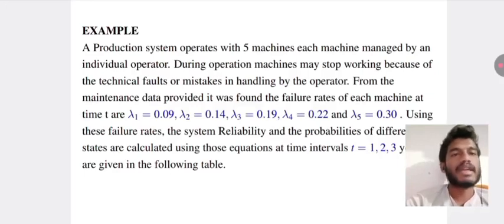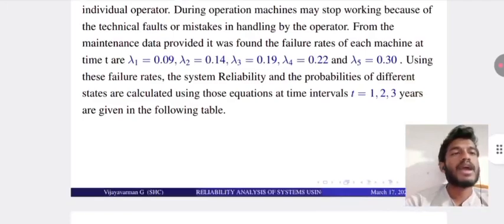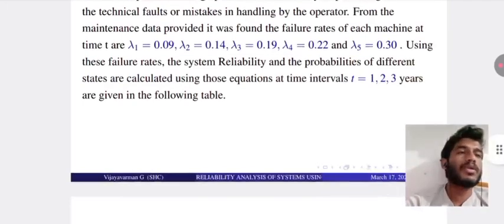From the maintenance data provided, lambda 1 is equal to 0.09, lambda 2 is equal to 0.14, lambda 3 is equal to 0.19, lambda 4 is equal to 0.22, lambda 5 is equal to 0.30, and t is equal to 1, 2, 3.